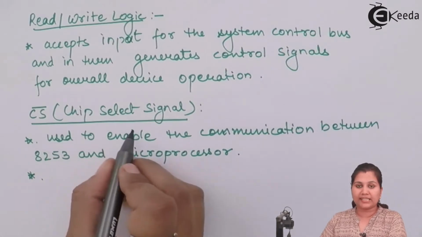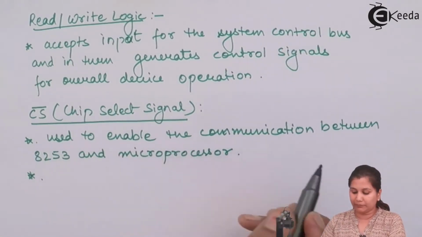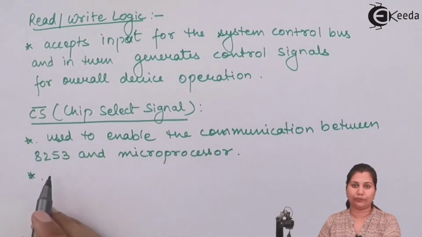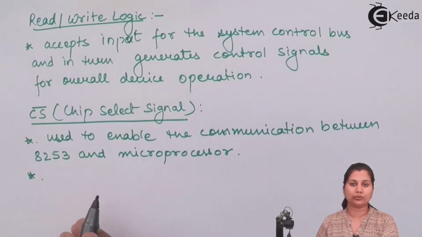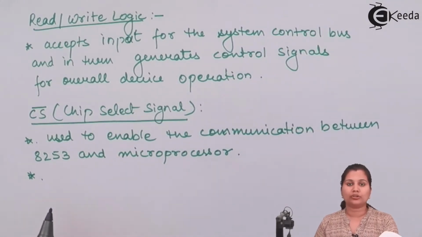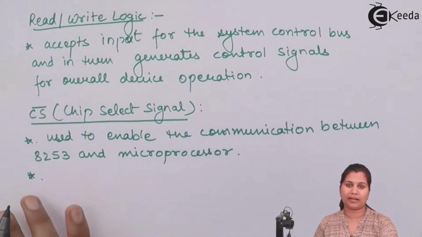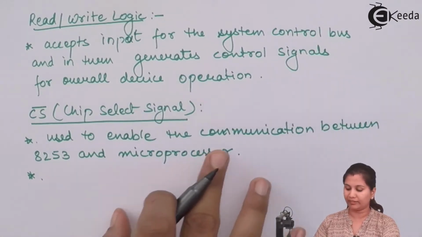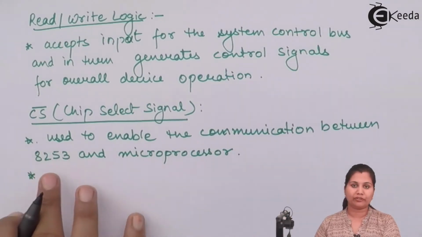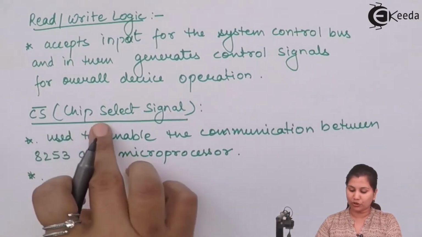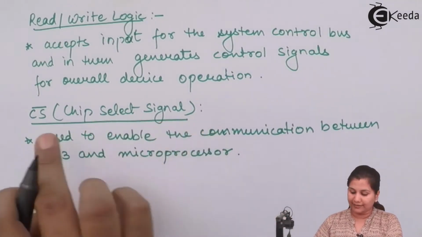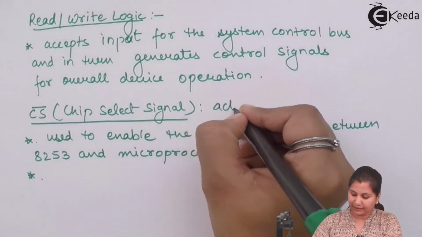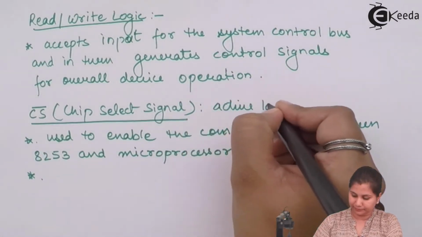This chip select signal is used to enable the communication between the 8253 and the microprocessor through the data bus. The data bytes can only be transmitted or received by the microprocessor when this 8253 chip is selected through this chip select signal. And this chip select signal is an active low signal.